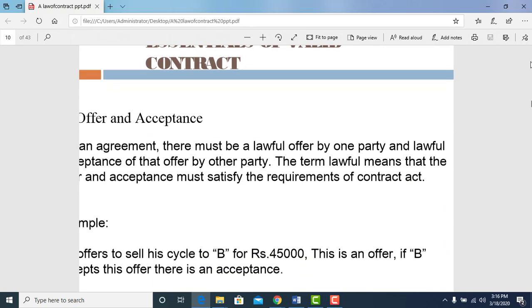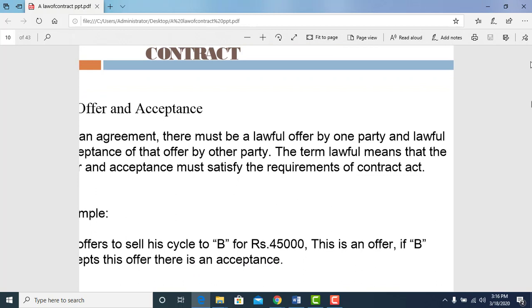Offer and acceptance. In an agreement, there must be a lawful offer by one party and lawful acceptance of that offer by other party. The term lawful means that offer and acceptance must satisfy the requirements of Contract Act. Let's go over the example. A offers to sell his cycle to B for rupees 45,000. This is an offer. If B accepts this offer, there is an acceptance.